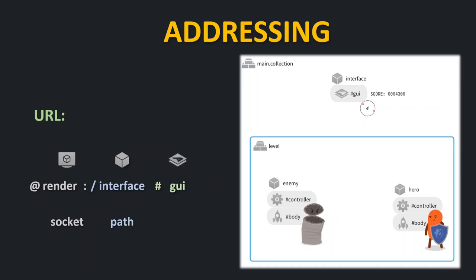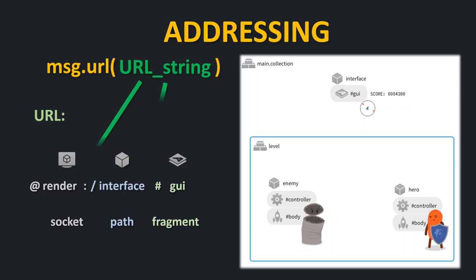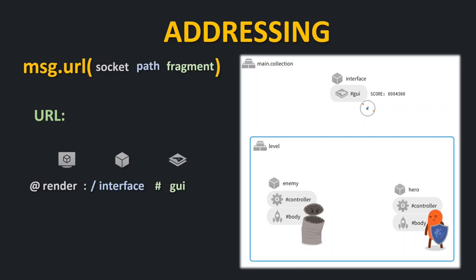The component's identifier is at the end to mark to which component this message is sent specifically. If it is not defined, all components of the given object will receive this message. It is sometimes referred to as the fragment of the URL. You can construct addresses using msg.url function, which takes a string as an argument and produces correct socket, path, and fragment hashes of the URL from it, and parses the described delimiters. You can also pass here a set of three arguments, each corresponding to the defined part of the URL.